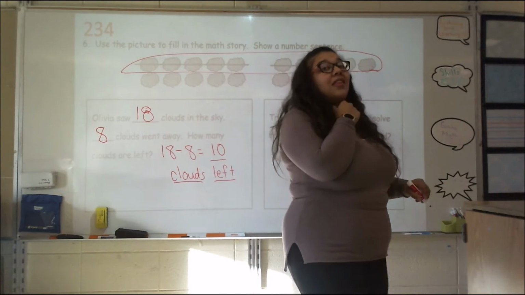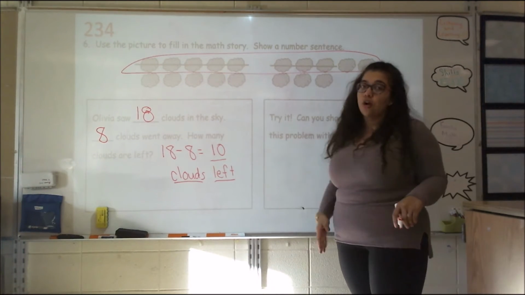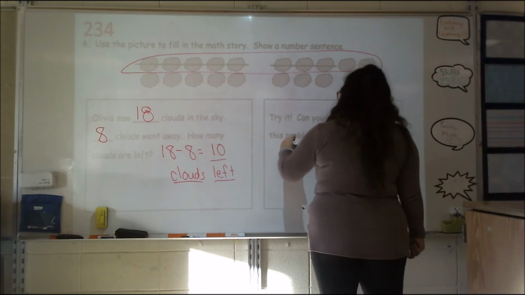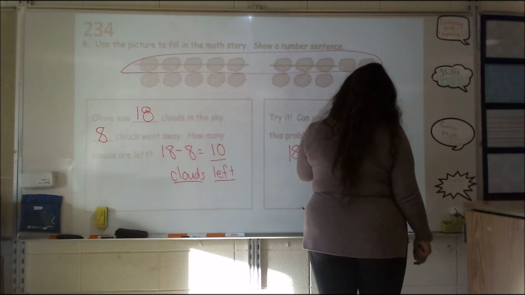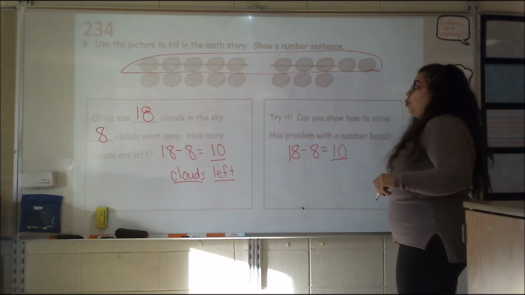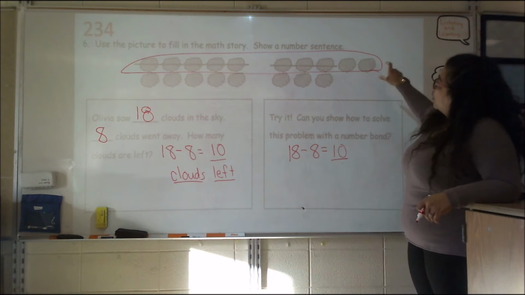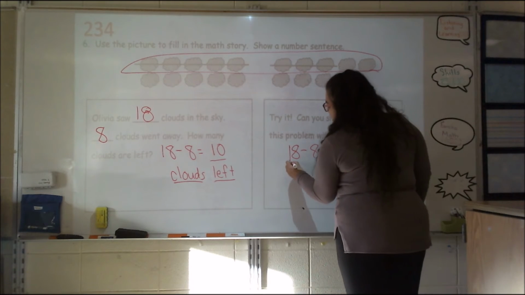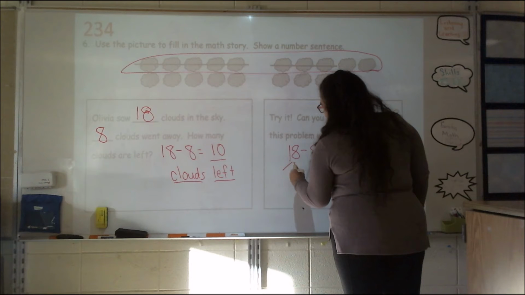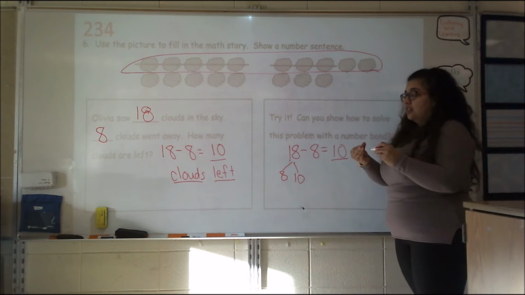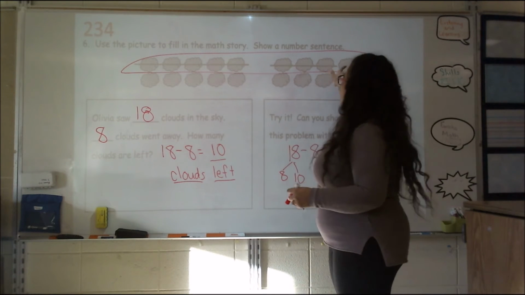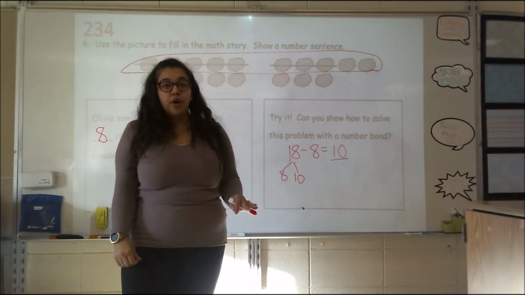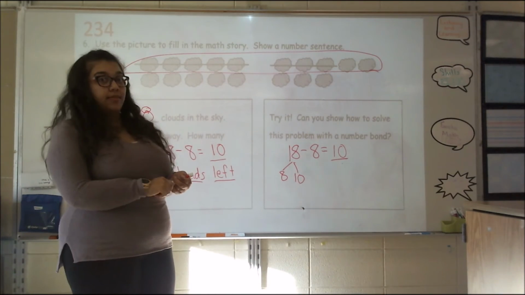Now let's try and solve it without the picture. We've got the picture as reference. We've checked our work. Let's try with a number bond. So we have our number sentence of 18 minus 8, and we already know it's going to be equal to 10. In solving this problem, we're going to write the numbers to match the picture. I did it like this on purpose because I want that 10 closer to the part that I'm taking away.